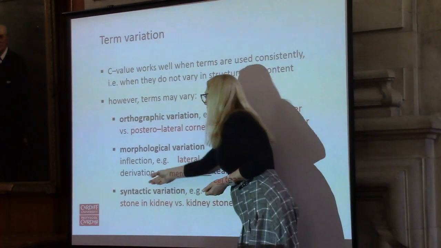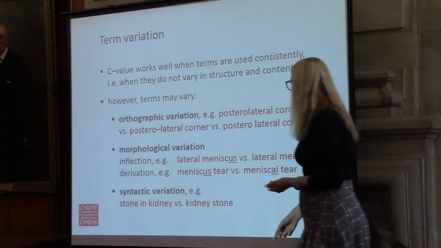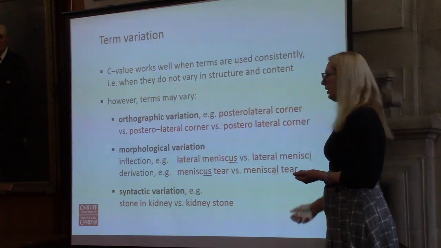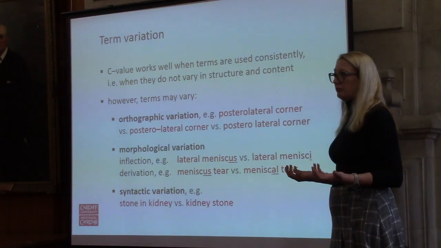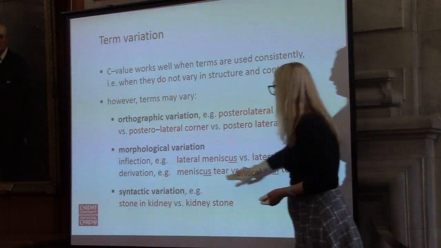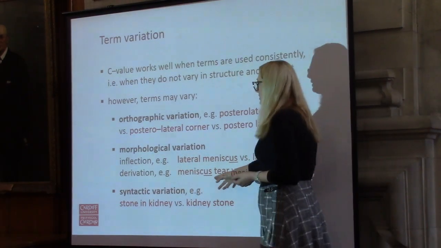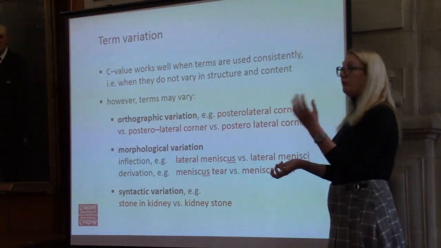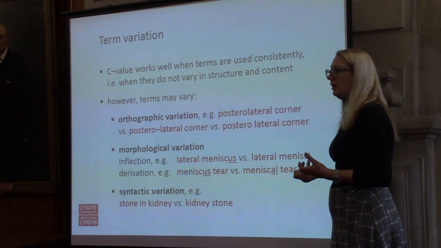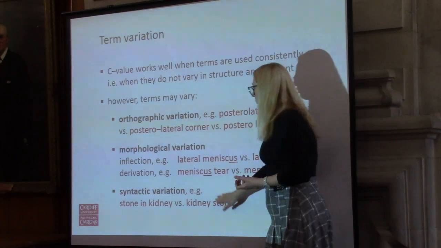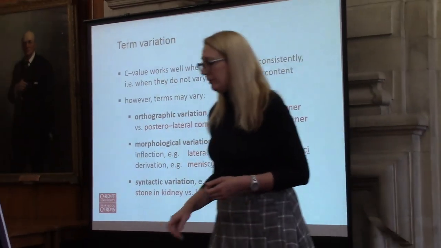So we somehow need to neutralize this variation here, because if you compare these two strings, they won't match. There's also derivation, where we have different class, so we can say meniscus as a noun, or we can say meniscal tail. Again, you compare these two strings, they're different, but we would like them to match. So we need to neutralize this type of variation here. And finally, we have syntactic variation. When we have different combination of the same words, like kidney stone or stone in kidney, means the same thing. So we want to match these two phrases. As strings, they do not match.